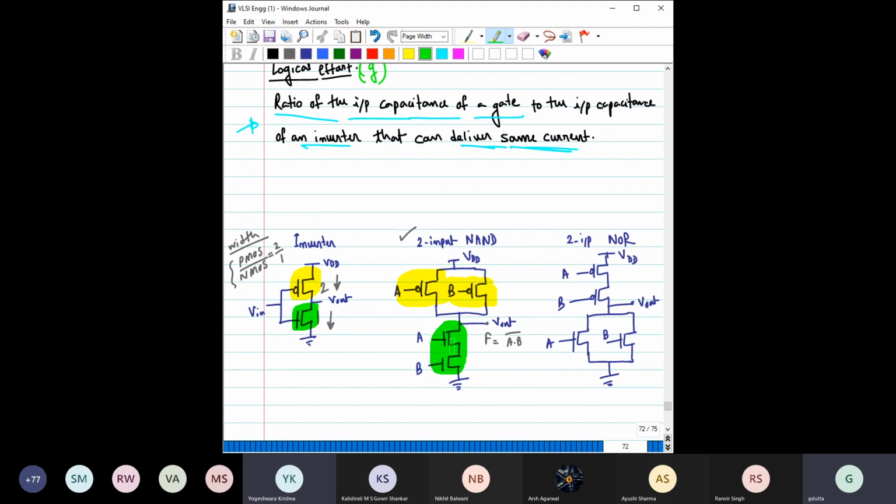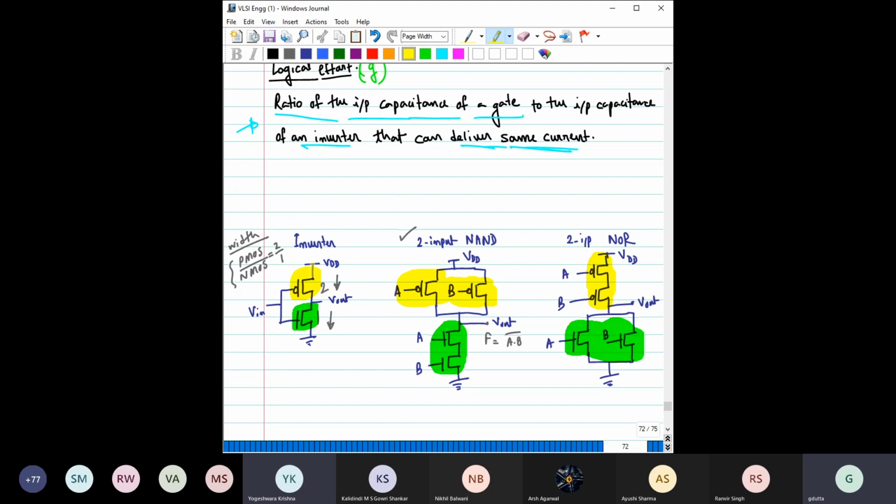Let us go one step further. Here it is a 2 input NOR gate. If you design a 2 input NOR gate, the transistor level diagram looks like this. So here too we have to design this ratio of P and N transistors such that together this combination will give equal resistance to that of this inverter, and similarly this combination should give equal resistance to that of this inverter.